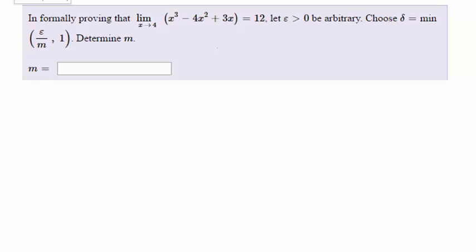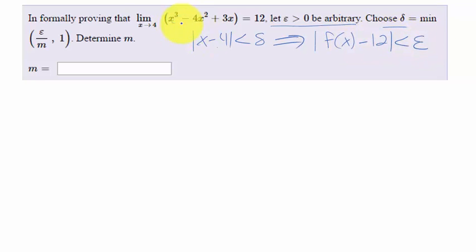So as we look at this problem, we're basically saying we're given this epsilon greater than 0, and we want to choose a delta such that if we had the absolute value of x minus 4 less than delta, that would imply the function, I'm just going to put it as f of x minus 12, would be less than epsilon, this being our f of x. So we're going to start with that piece of information.